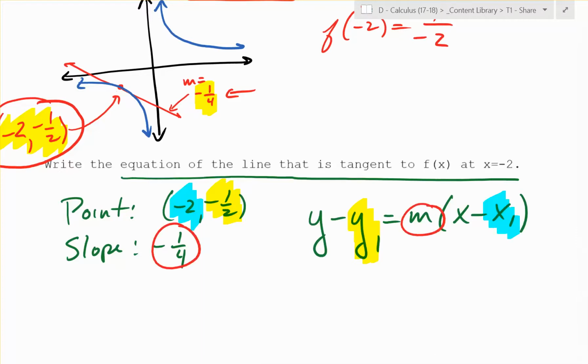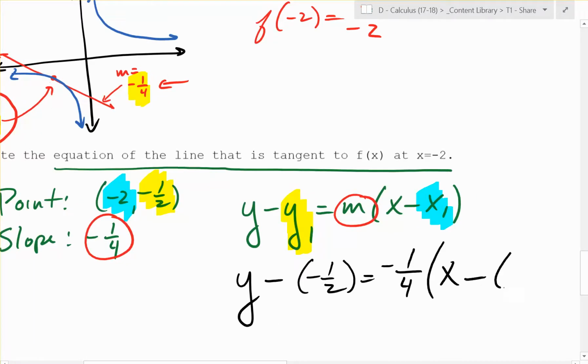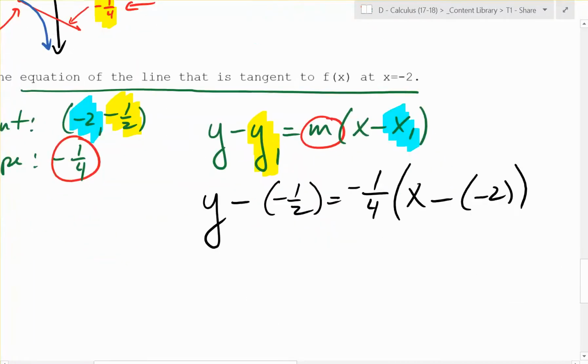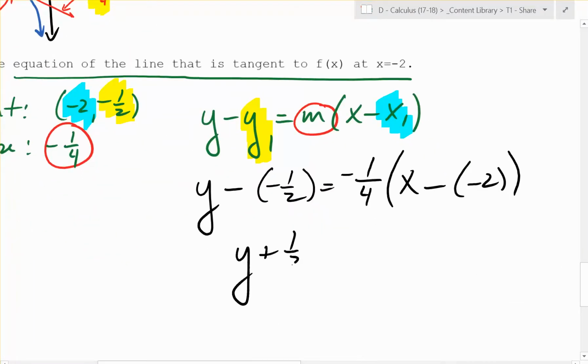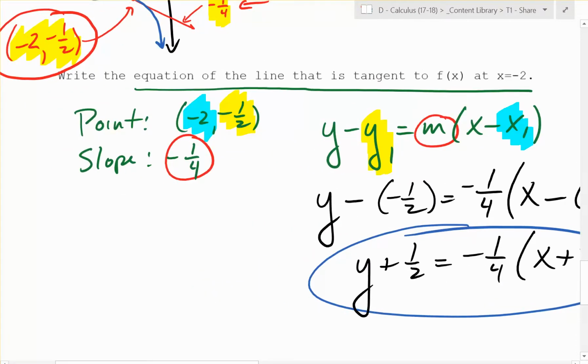So all you end up with is y minus negative 1/2 equals negative 1/4 times x minus negative 2. Lots of negatives in there. You can clean it up a little bit. So you get y plus 1/2 equals negative 1/4 times x plus 2. And you can stop there. You do not need to convert that to slope-intercept form. That would be the equation of the tangent line. Again, you just need a point and a slope.